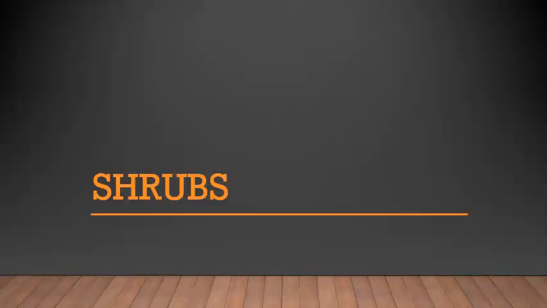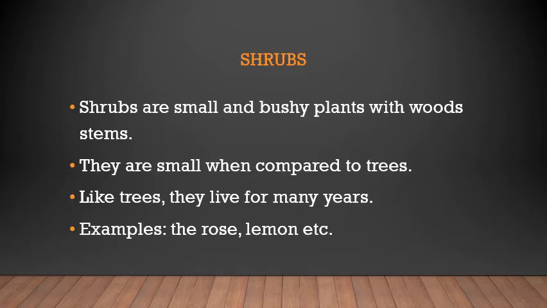Understood? So what comes after trees? Shrubs. What are shrubs? Shrubs are small and bushy plants with woody stems.